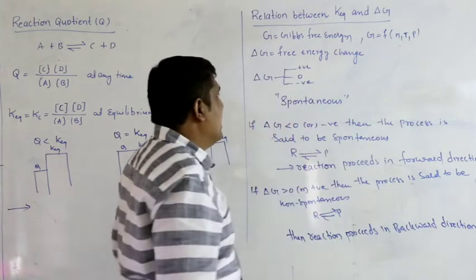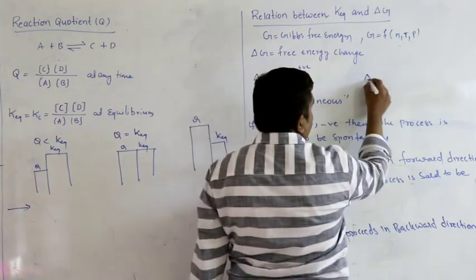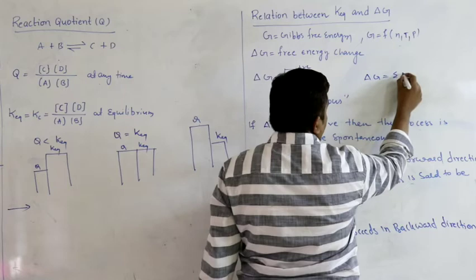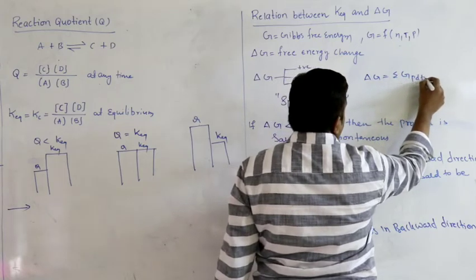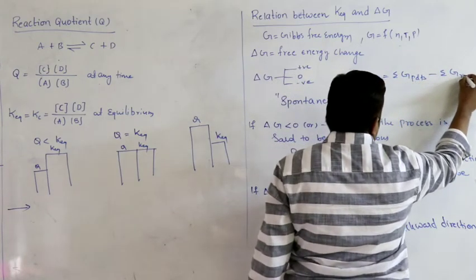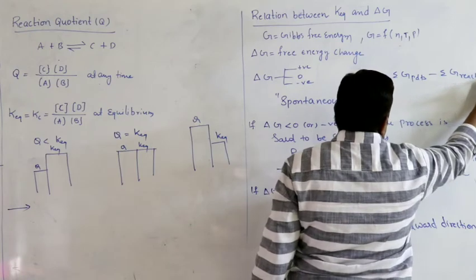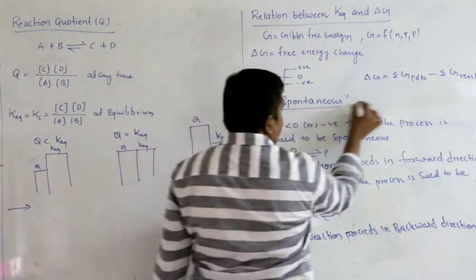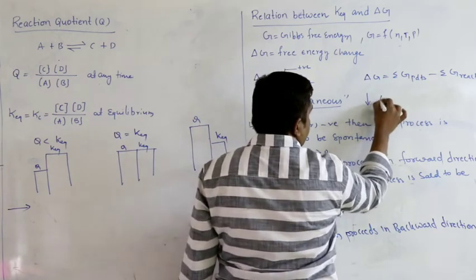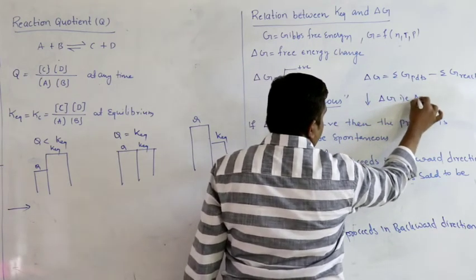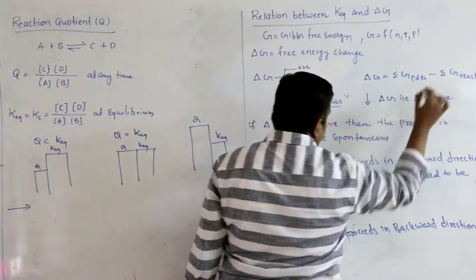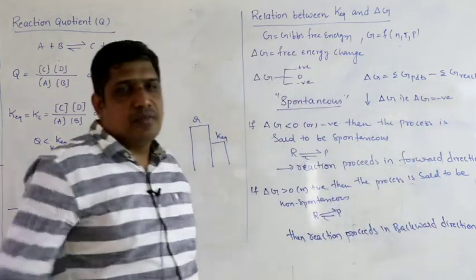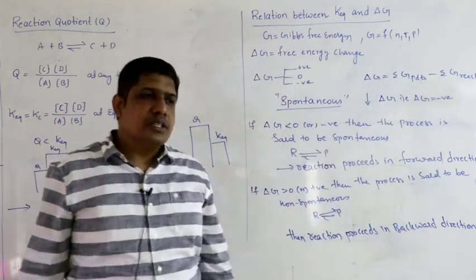So how do you find delta G for a reaction? Simply, delta G is equal to the sum of free energy of products minus the sum of free energy of reactants. A spontaneous process is associated with a decrease in delta G, that is, delta G must be negative. That is the driving force. Why does free energy have to decrease?